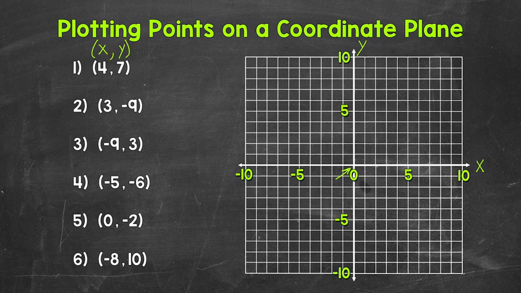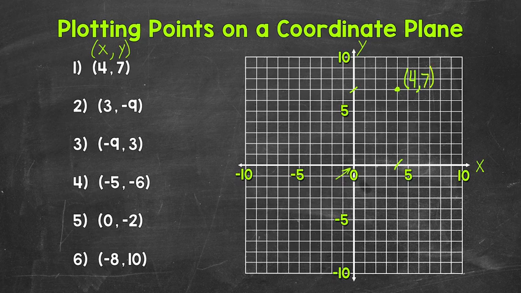4 is the x-coordinate, so we need to go over to 4 on the x-axis, which is right here. And then we need to go up 7. 7 is right here on the y-axis. So over 4, up 7, and we plot this point right here. And I'm going to label it. So we have 4, 7.